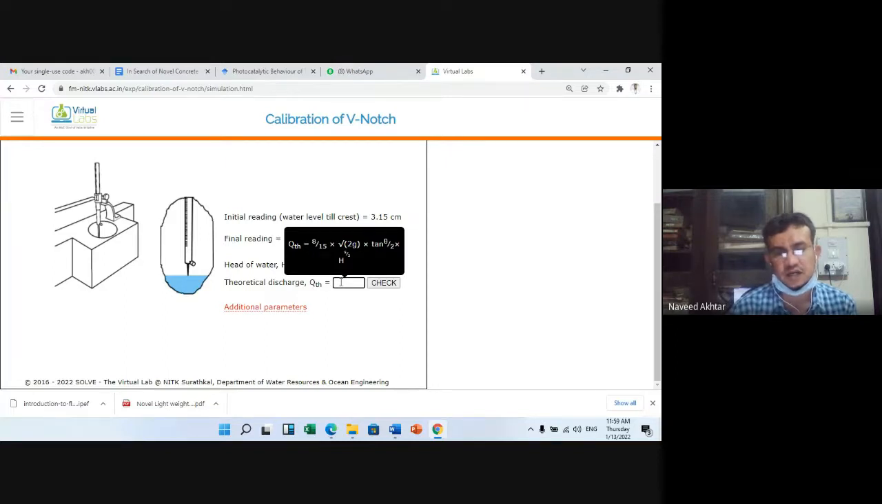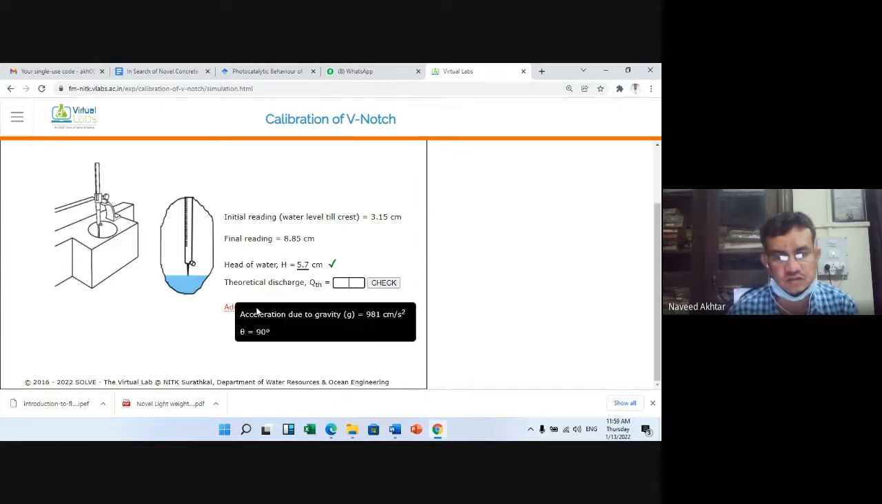Tan theta, theta is 90 degree, it is given here. And this acceleration due to gravity is also given in centimeter, 981 centimeter per second square. So put these values in the discharge formula. The discharge formula is different here. The discharge in a triangular notch is nothing but 8/15 into CD into under root of 2g into h to the power 5 by 2 into tan theta by 2.